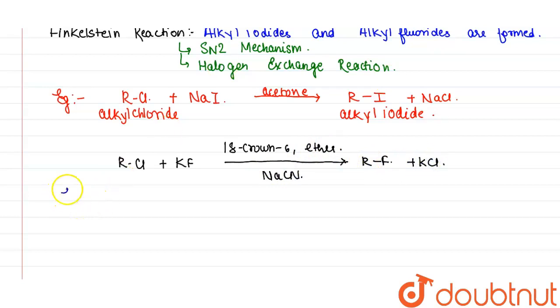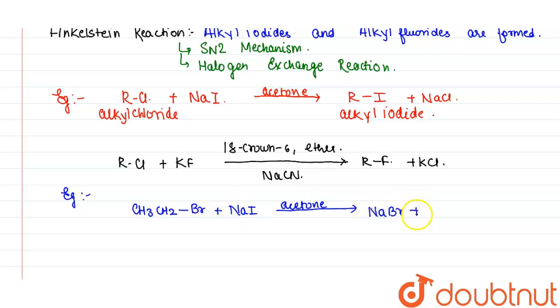Now let us give an example for the formation of alkyl iodide. CH3CH2Br, here bromide is used, and NaI when used in the presence of acetone, halogen exchange reaction will occur, that is iodine will replace the bromide and form NaBr along with CH3CH2I. So this is ethyl iodide.